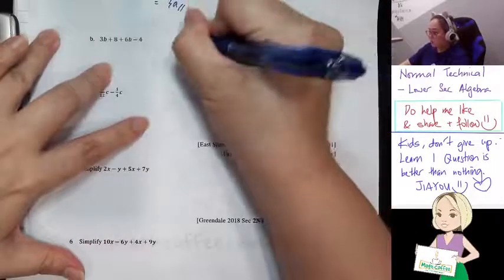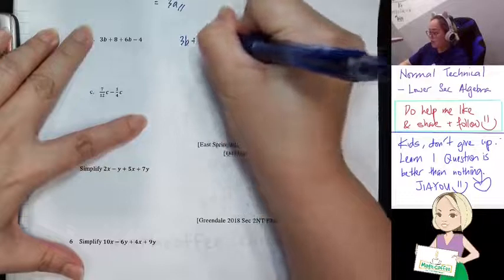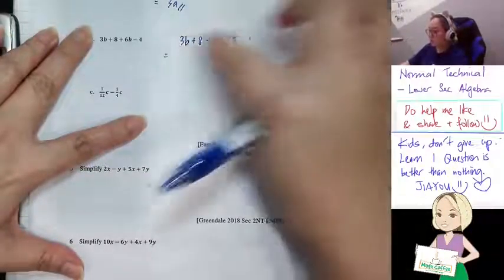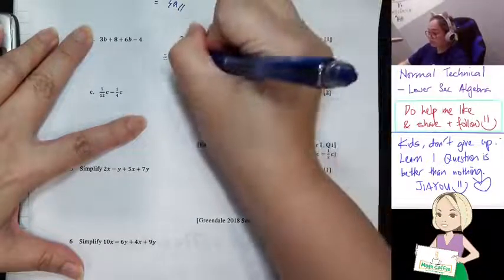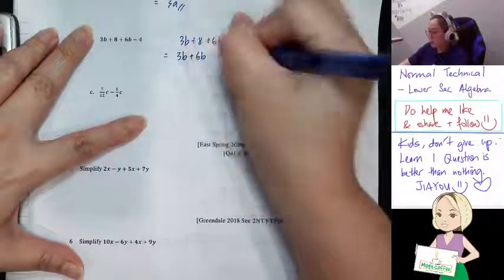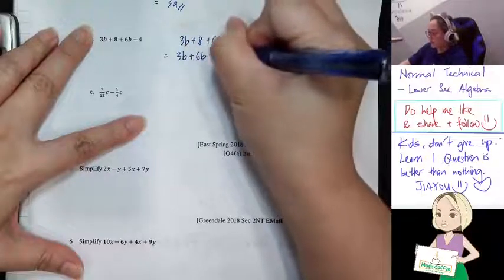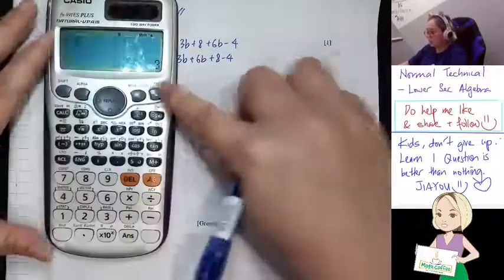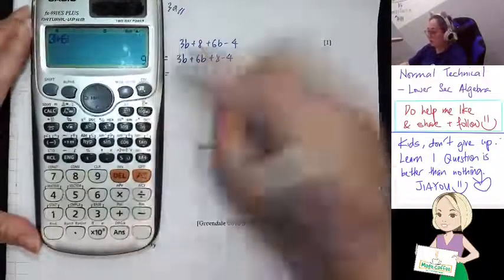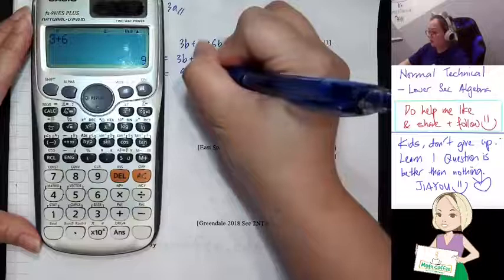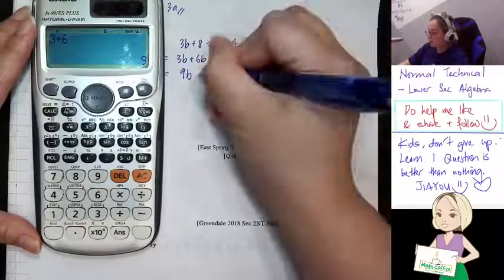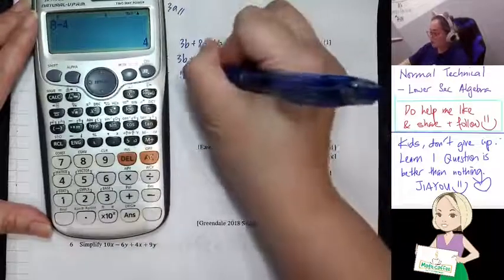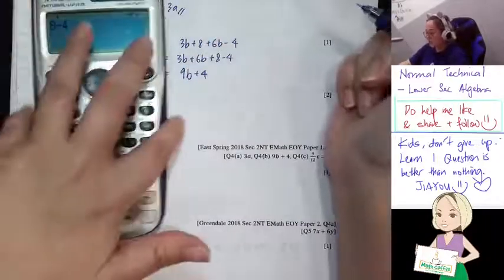Okay, so this one, 3b plus 8 plus 6b minus 4. So again, group the like terms together. So you have 3b plus 6b, and then after that we have plus 8 minus 4. So 3b plus 6b, you can just press the calculator. 3 plus 6, you get 9. So just put 9, don't forget to put back your b. This one plus 8 minus 4, so it's 8 minus 4, which is 4. So it's just plus 4.